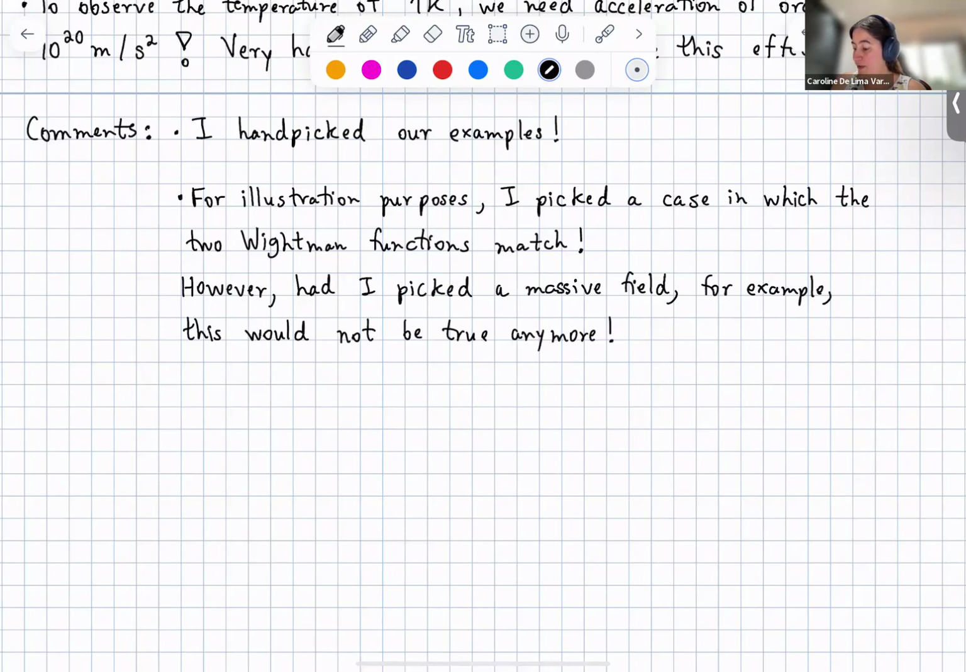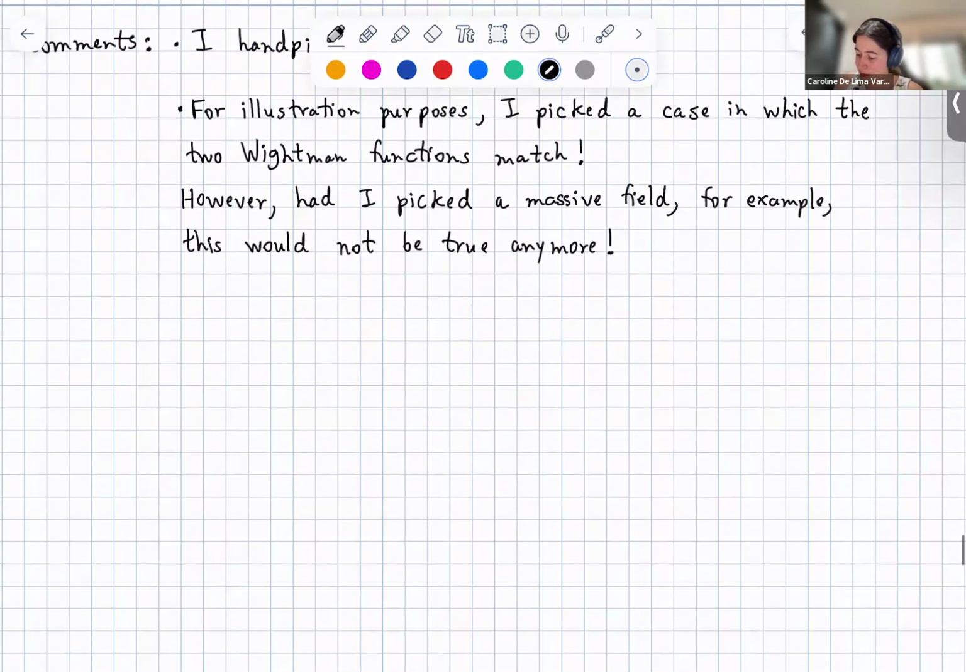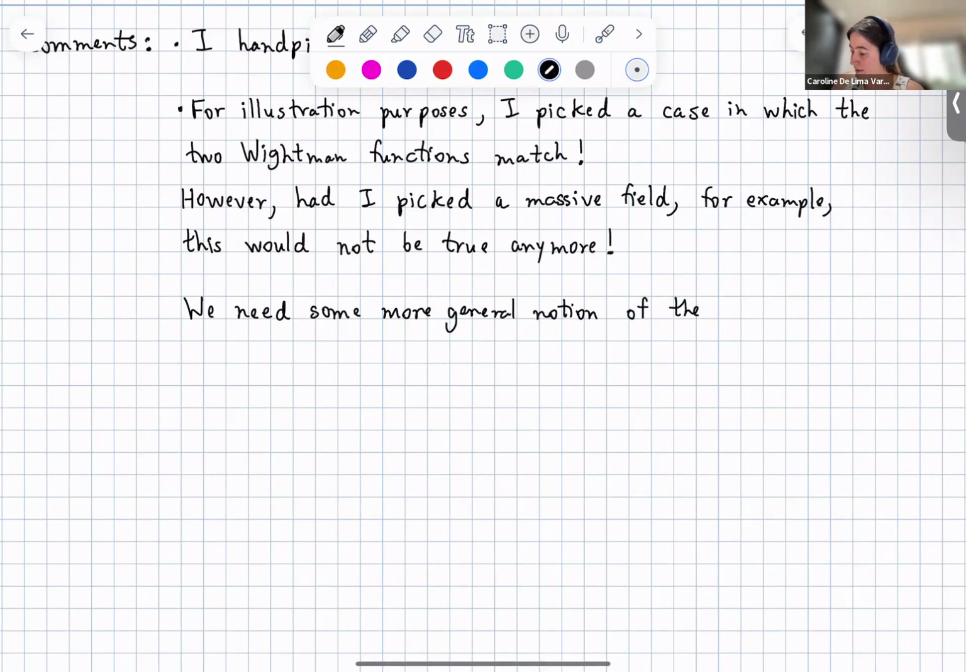In other words, if I compute the same examples that I computed for you guys, but use the massive case, just a scalar field with mass, then they would not match. So we need some other, basically a more general notion of thermality, right?